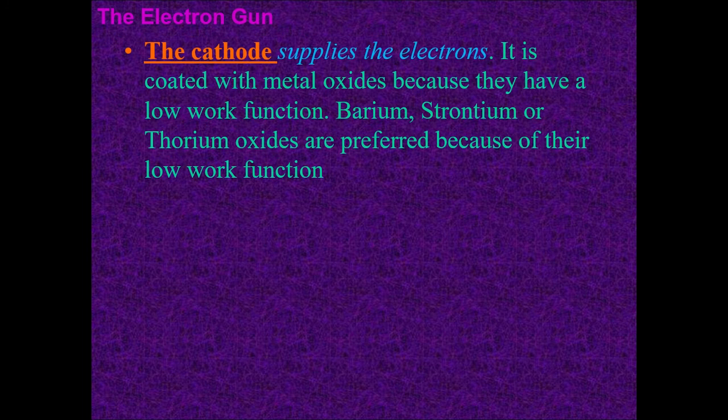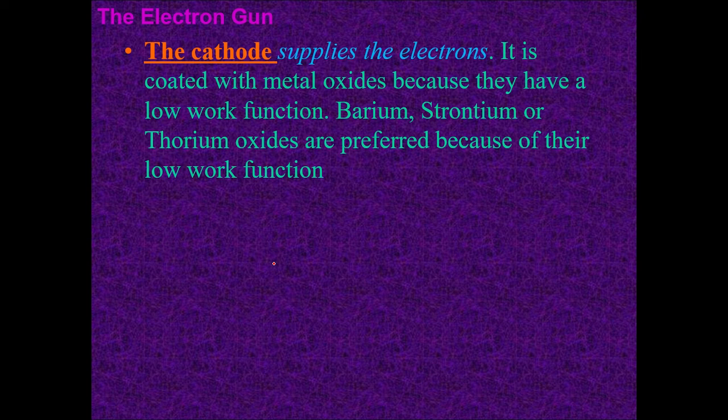One, cathode. The cathode supplies the electrons. How? It is heated by the filament, and after it's heated, the electrons are dislodged because of a lower work function. And why do we say it has a lower work function? The metal is coated with oxides, and we know that not all oxides will do. We cannot use, for example, sodium oxide or potassium oxide. We can only have barium, strontium, or thorium oxides because they are preferred for their low work function.